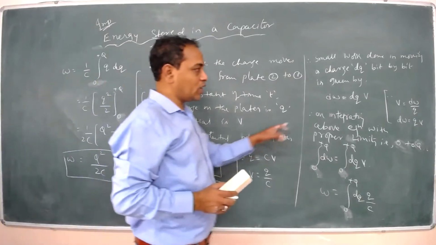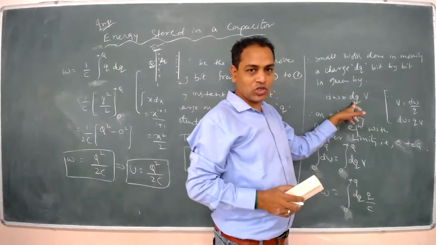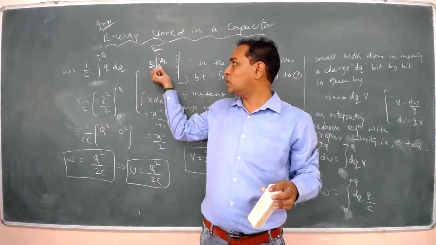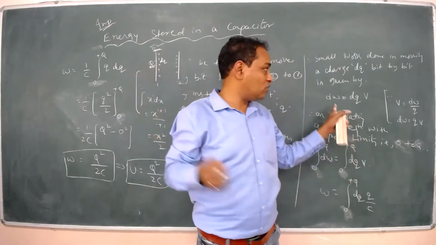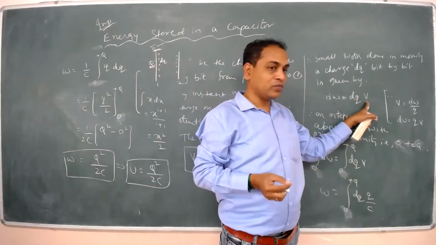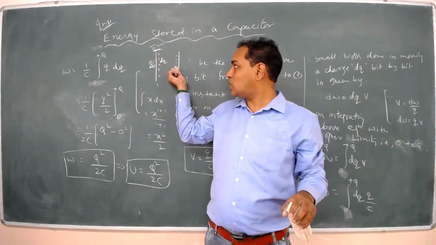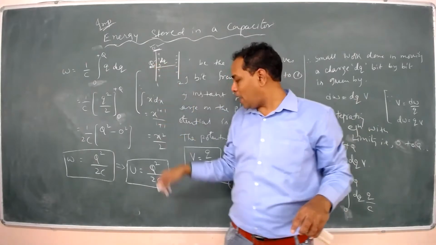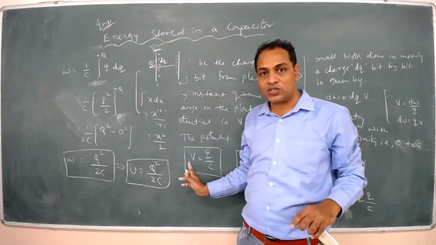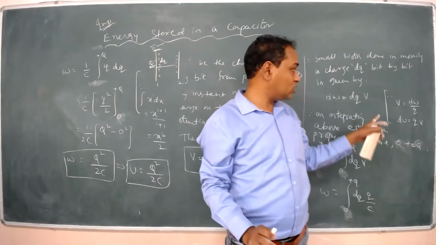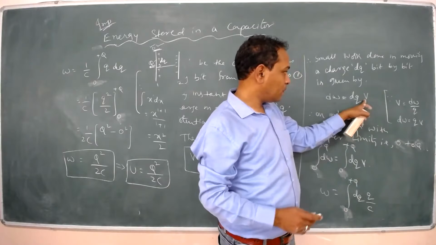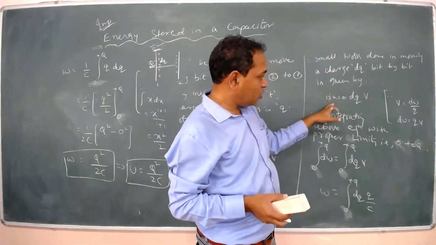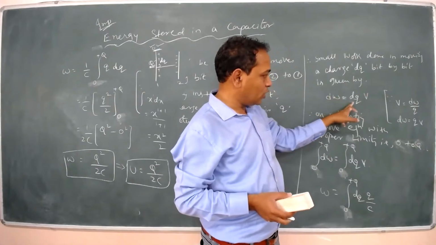Therefore, how much work is done in bringing a small dq charge from here to there? That work is given by dq into V. dq means the charge which I am bringing from here to there. V means whatever the potential is at that instant. So this is V. Therefore this is a small work done to move dq charge.